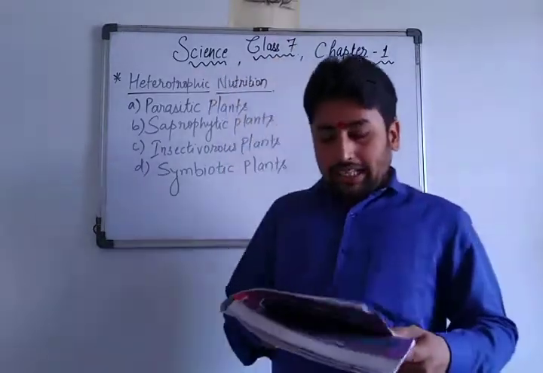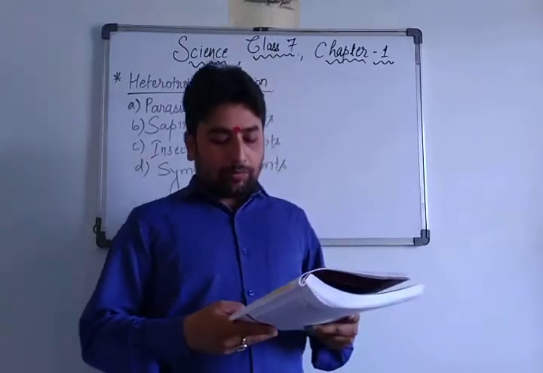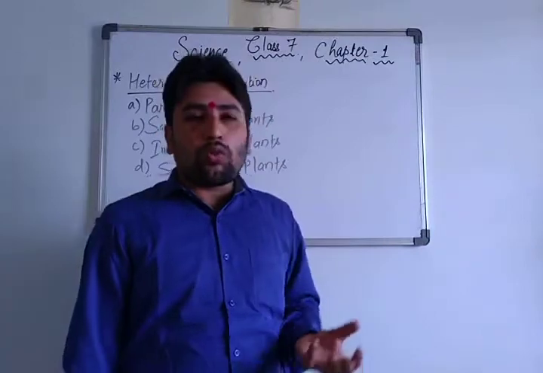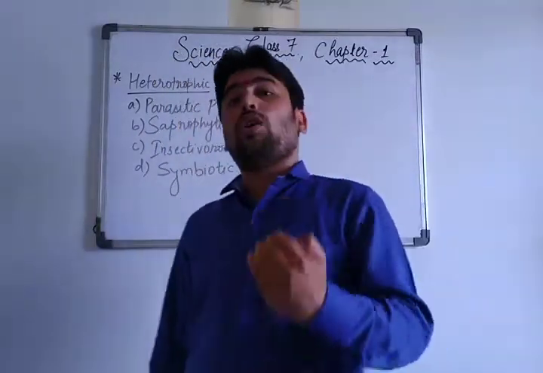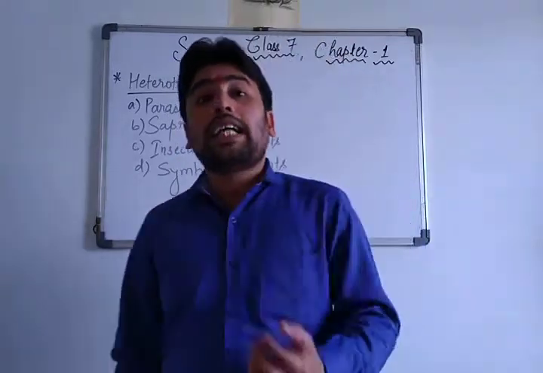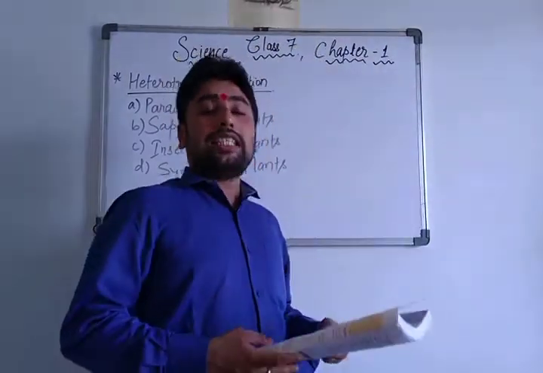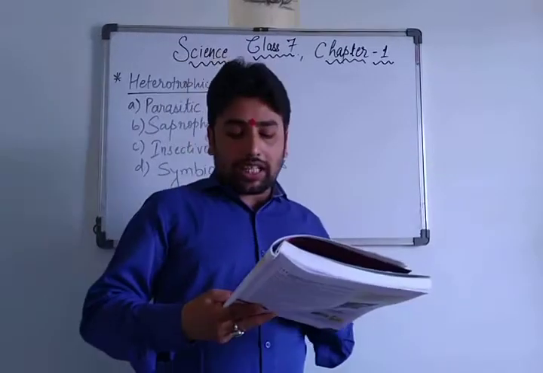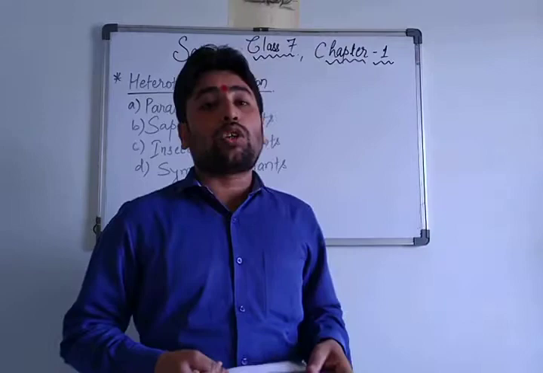Right? So the non-green plants which live on other living organisms and obtain their food from them are called parasitic plants. It means they do not have chlorophyll because they are not green plants. These non-green plants are dependent on some other green plant, so that green plant gives them nutrition, and this type of plant is called a parasitic plant. A living organism from which a parasite derives food is called a host.